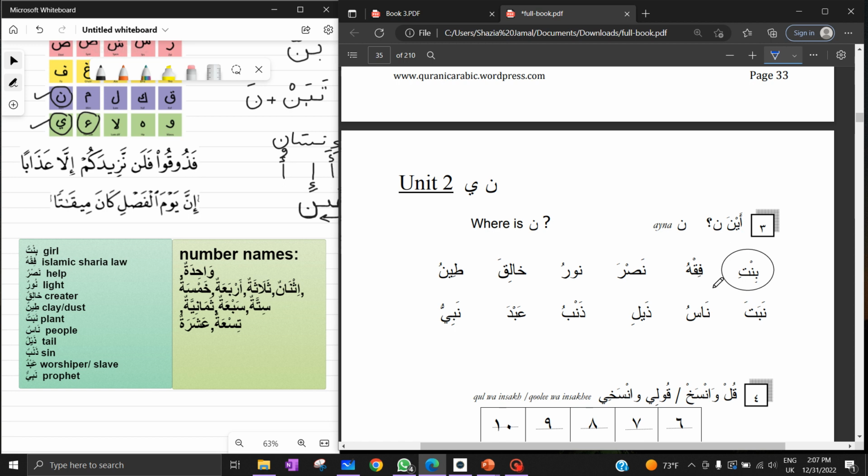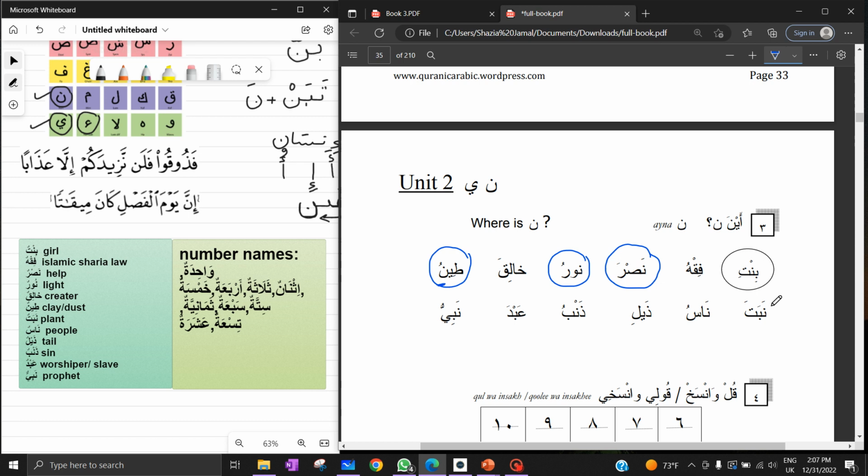Binti means girl. Fiqh means Islamic Sharia law. Is there any noon? No. Nasr means help. Noon, yes, it is the initial letter. We will circle this word. Noor means light. Yes, there is a noon initially. Khaliq means creator. Is there a noon? No. Tain means clay or dust. Is there a noon? Yes, the noon is the last letter. We will circle this word.